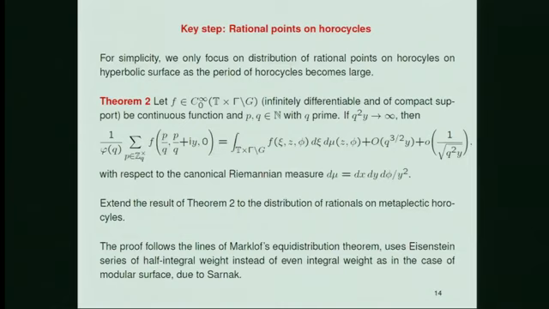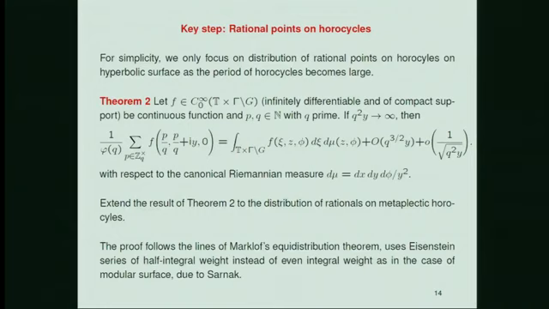So in our Theorem 1, the key step in the proof is the distribution of rational points on horocycles. For the sake of simplicity, I'm just going to talk about the distribution of rational points on the horocycle on the modular surface, not the metaplectic group. It is very difficult for technical reasons to explain it here. Maybe you can ask afterwards if you have any questions about the metaplectic group, and I can explain it to you later on. But this is the theorem for the distribution of rational points on horocycles on the modular surface.